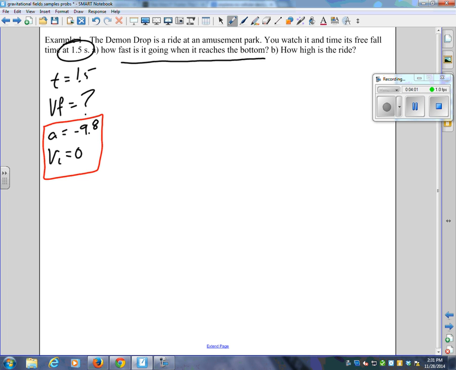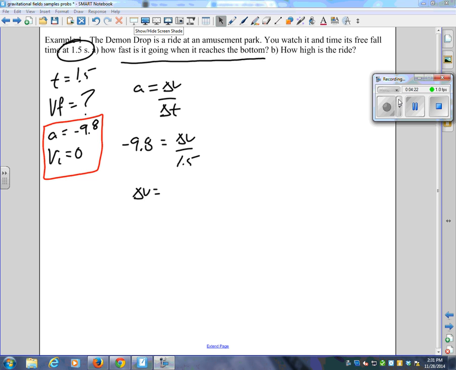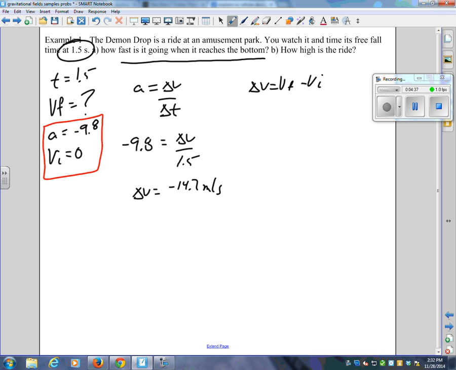So I'm going to start with a equals delta v over delta t. Minus 9.8 is equal to question mark over delta t, which is 1.5, and let's solve that. Multiply that out, and you should get minus 14.7 meters per second. It is negative because the velocity changes. Why does it become negative? I'm going to write this step just for the sake of completeness, and then I'll discuss it.